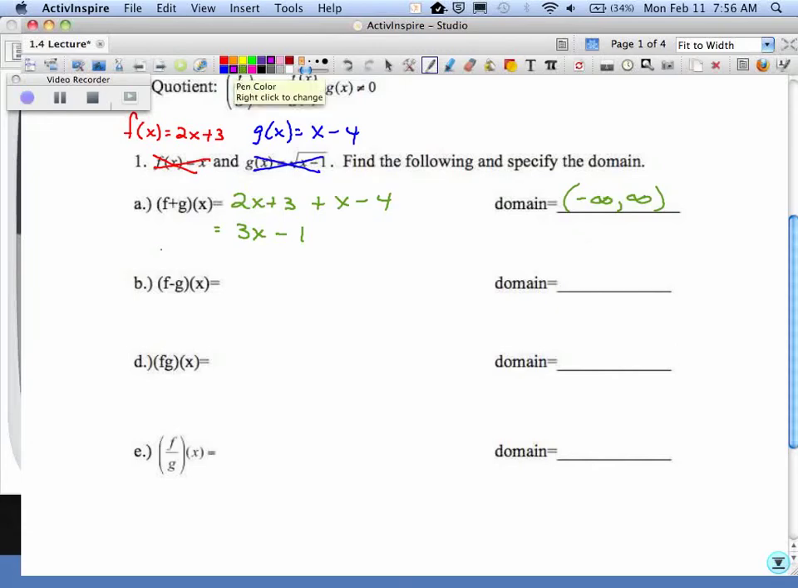When you do the subtraction, I suggest you use a set of parentheses. So minus, so that maybe on the first step, all you're going to do is distribute the negative sign. So negative x plus 4. Now when I combine like terms, I have 2x minus x, 3 plus 4. What's the domain of that function? x plus 7 is also linear, non-vertical, so negative infinity to infinity.